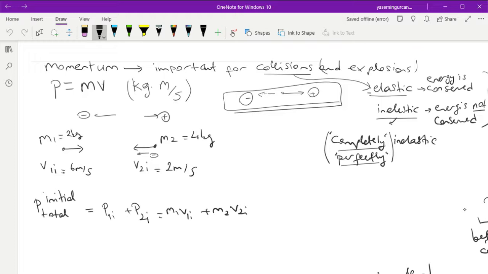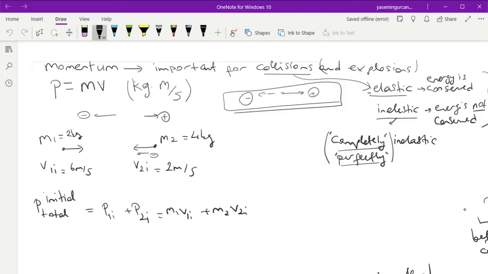So I just picked two masses with two initial velocities given. Mass 1 is 2 kg, mass 2 is 4 kg, and the initial velocity of the first mass is 6 meters per second toward right, and the initial velocity of the second mass is 2 meters per second toward left. And as we mentioned, toward right is positive, toward left is negative for me.